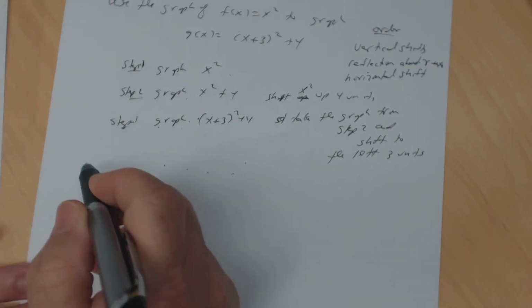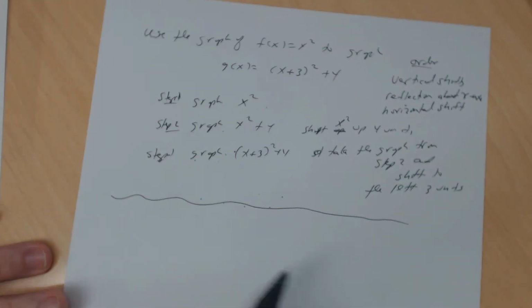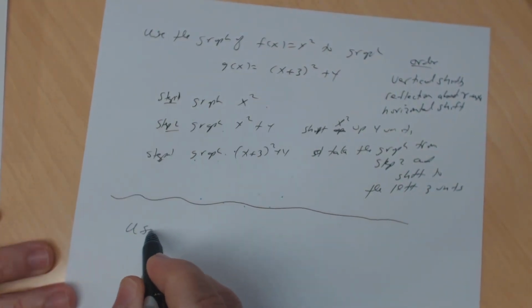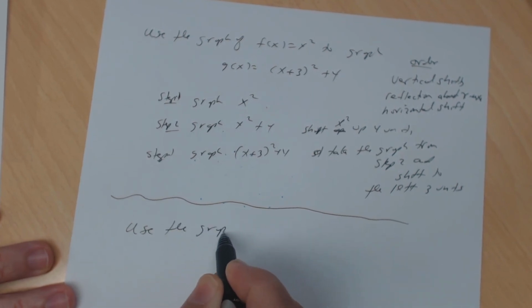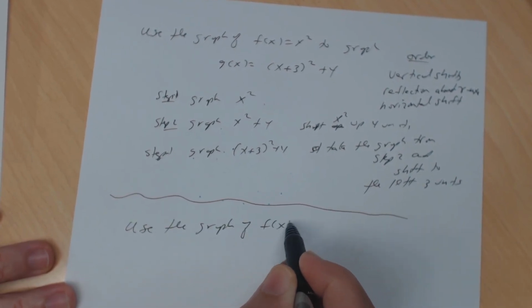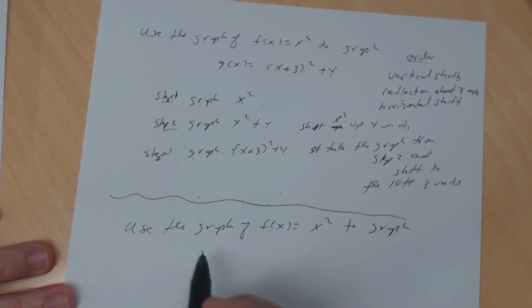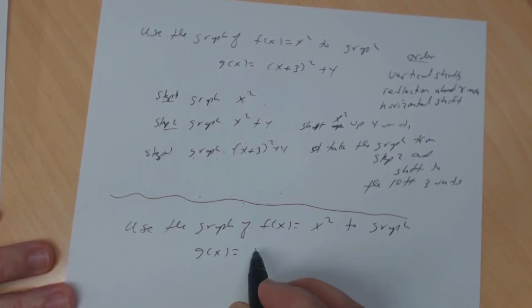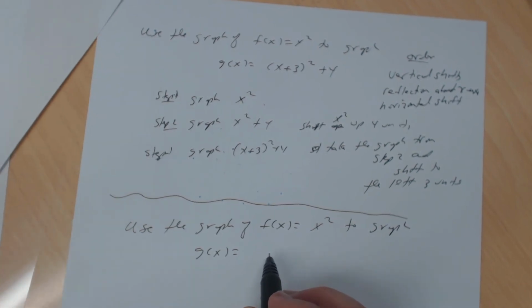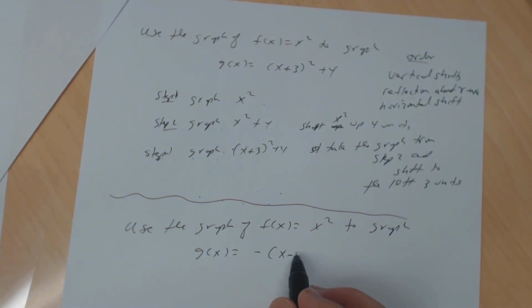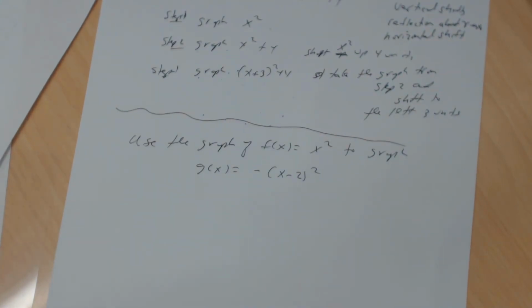Okay, so suppose you want a graph. Use the graph of f of x, which equals x squared, to graph g of x, which equals, let's say this time, this. Okay, let's say that's it.